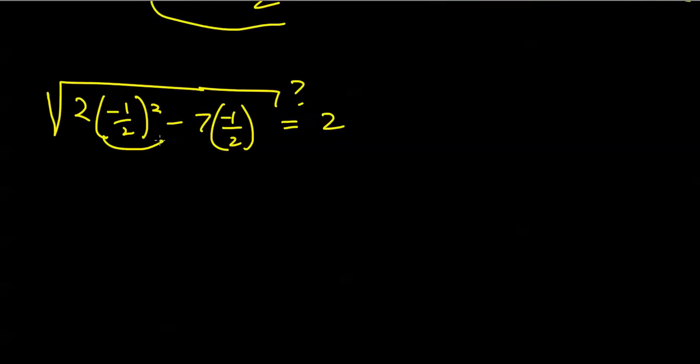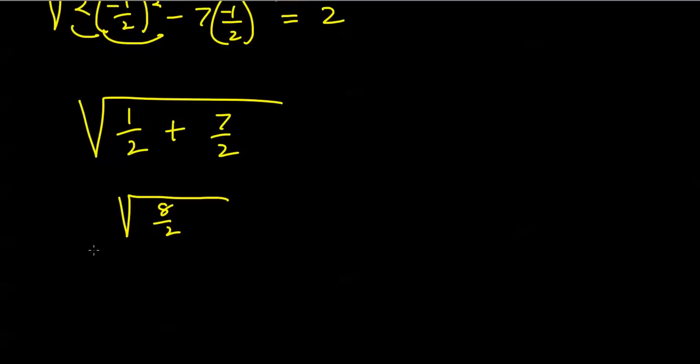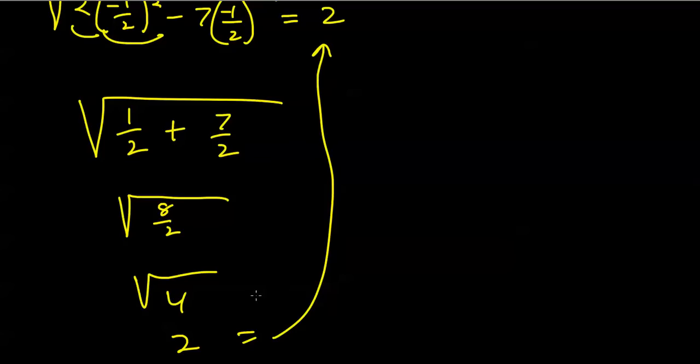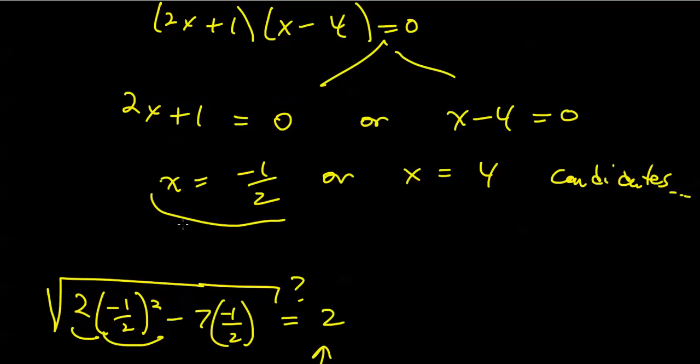Minus 1/2 squared is 1/4, and 2 times 1/4 is 1/2. Minus 7 times minus 1/2 is plus 7/2. Again, on the left, 1/2 plus 7/2 is 8/2 under the root sign. 8/2 under the root sign is 4, and the square root of 4 is, of course, 2. And 2 does equal 2, the original right-hand side. So I claim that checks. So x equals minus 1/2 indeed is a checked solution.